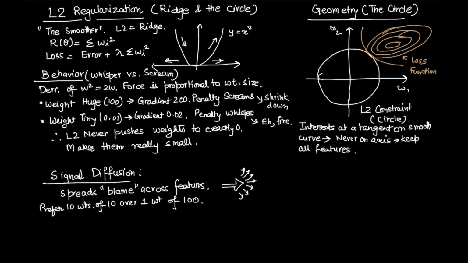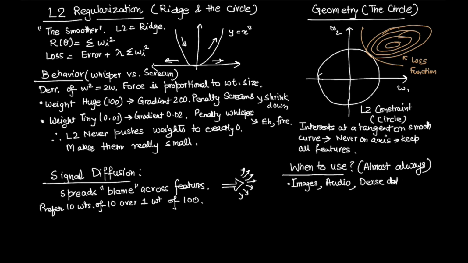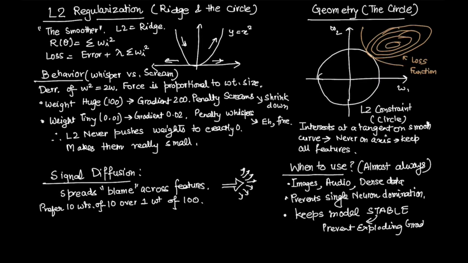So what is the practical takeaway, and when do you use L2? Almost always. If you are dealing with images or pixels, audio, or dense data where every input correlates with the output, L2 is superior. It prevents any single neuron from dominating the network. It prevents the exploding gradient problem. It keeps the model stable.